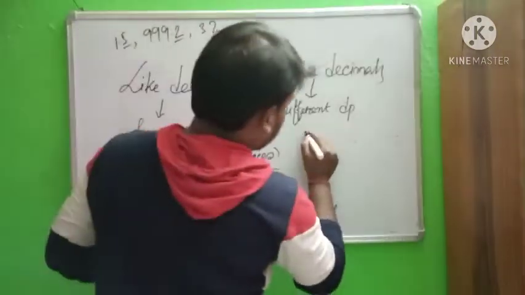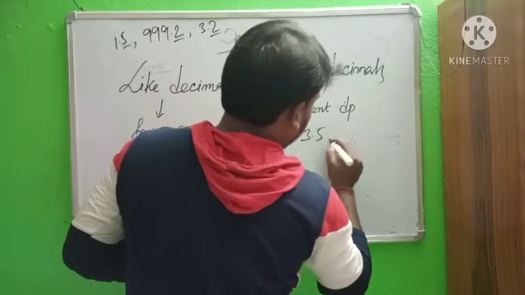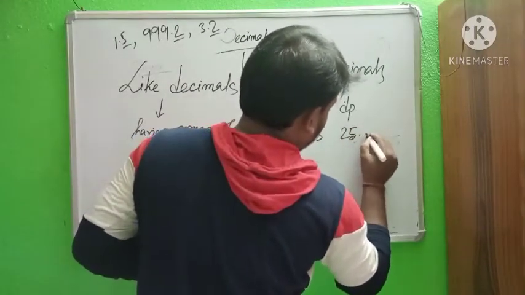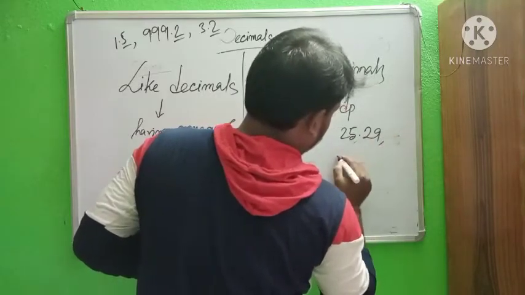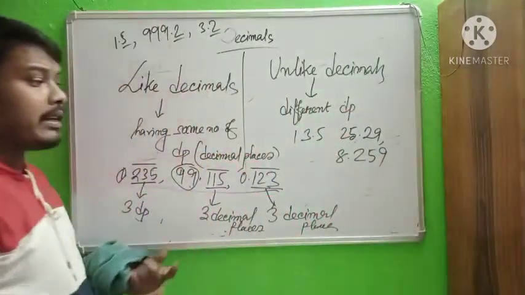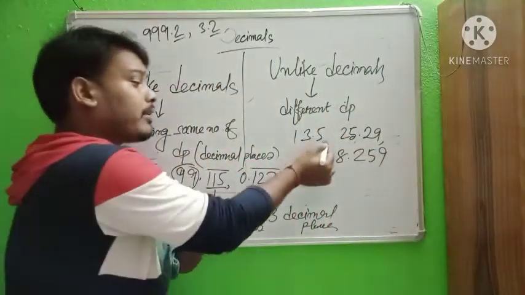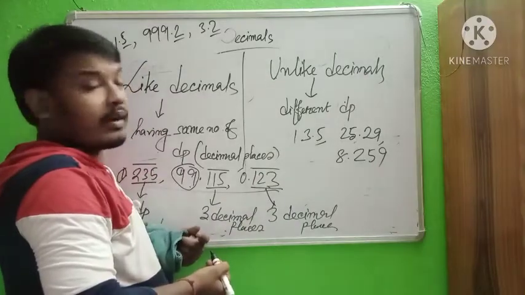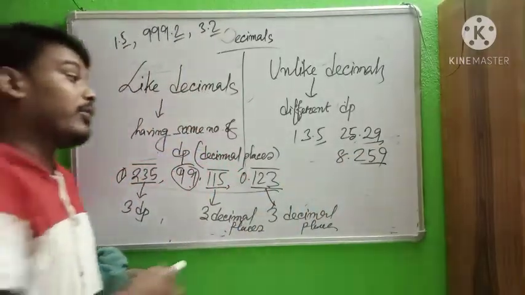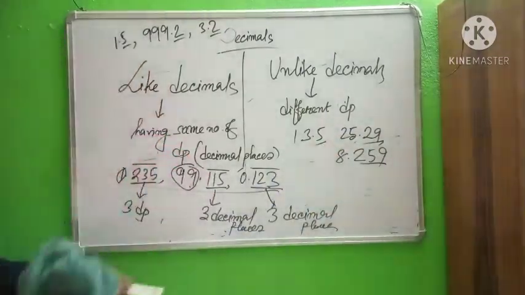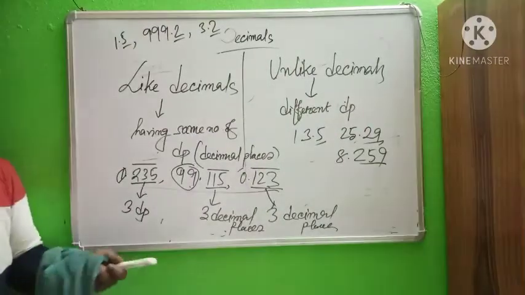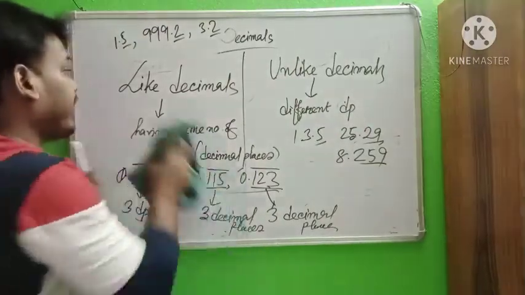For example, 3.5, 13.5, 25.29, 8.259. So these are unlike decimals, because here one decimal place, here two decimal places, here three decimal places. So if the decimal places are different, then the decimals are called unlike decimals. I think it is clear.